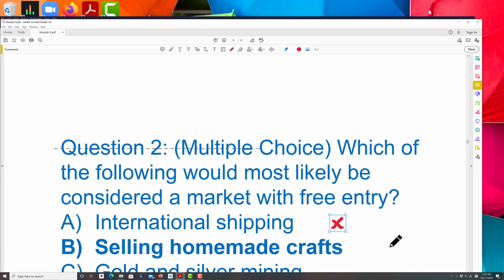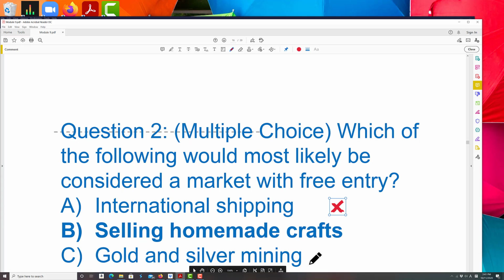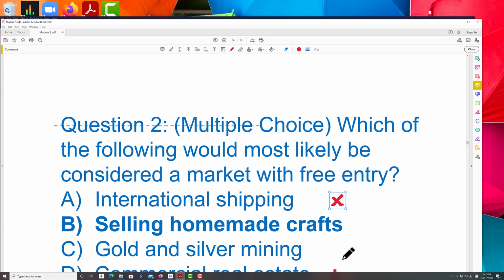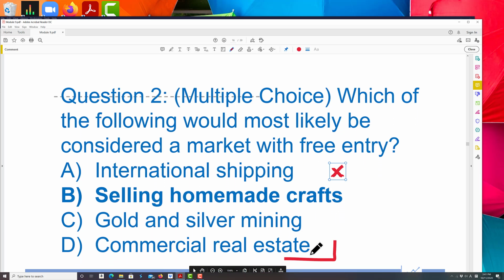Selling homemade crafts. This does not require a lot of money, maybe a few $100s. Sewing machines and things like that. Gold and silver mining, again, that requires a large amount of money to purchase bulldozers and tractors and whatnot. So that's going to cost a lot of money. Commercial real estate, that also requires a huge amount of money, millions of dollars to buy and maintain the real estate properties.